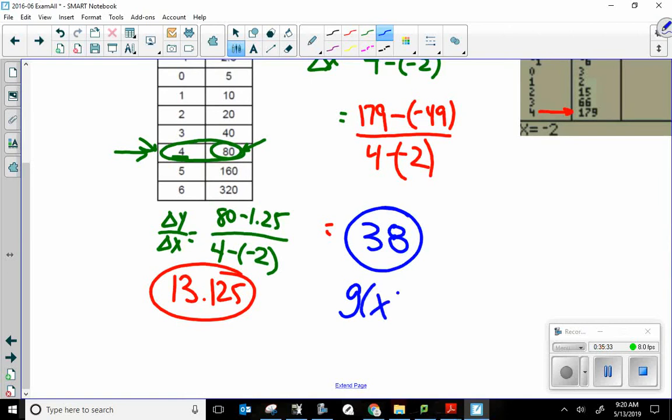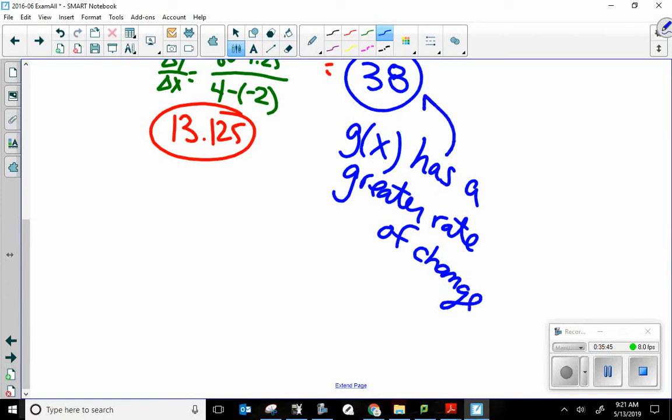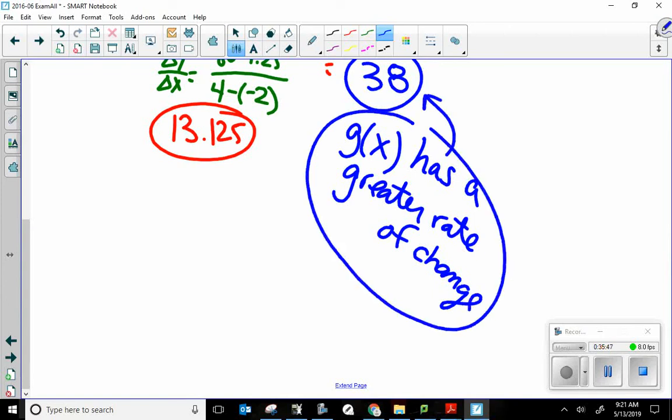G of x has a, and I'm going to answer this exactly, greater rate of change. There it is, because 38 is bigger than 13.125. You find the slopes of each one and figure out what number's bigger. That is Algebra 1 type stuff. Okay, probably Math 7 or Math 8. All right?